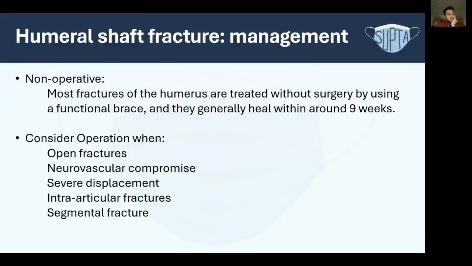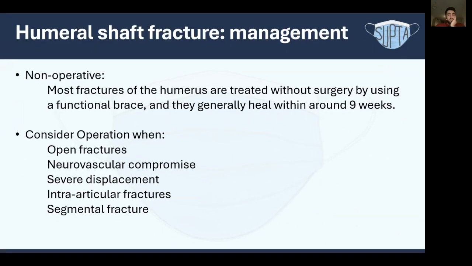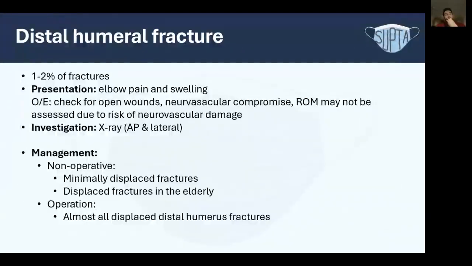The management is that most fractures are treated without surgery by using a functional brace, and they generally heal in around 9 weeks. If there are some indications, you may send the patient for operation, and these are open fractures, neurovascular compromise, severe displacement, suspected intra-articular fractures, and segmental fractures. So again, the management is mostly conservative.